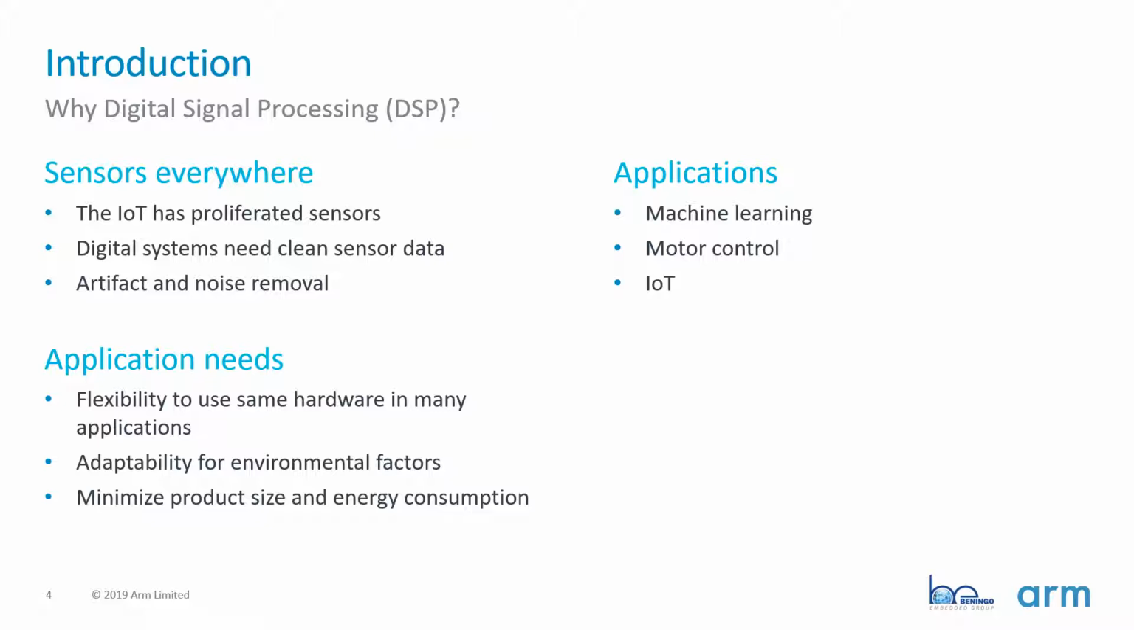Some of the benefits to doing this is that it provides us with additional flexibility to use the same hardware in a lot of different applications. It may allow us to easily adapt our system to work in a lot of different environments. And it also helps us to minimize product size and energy consumption. So for example, if I can move some of my hardware filters into my microcontroller and let it process them very quickly, I might be able to save on some of the leakage current that might occur in my actual system and decrease the size of the actual overall product.